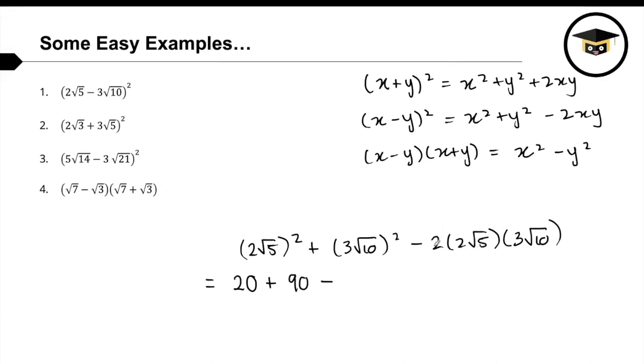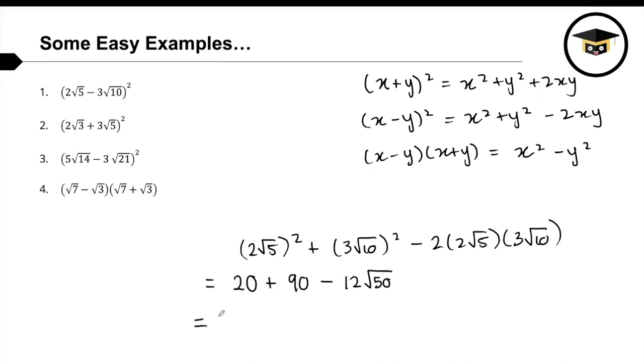Now here we have 2 times 2 times 3, which is 12, so minus 12. And then we have root 5 times root 10, which is root 50. Now it's important that with the previous questions, we didn't actually have to simplify any of the surds because they were already super simplified. But here we can simplify the root 50, right? So let's just quickly run through these.